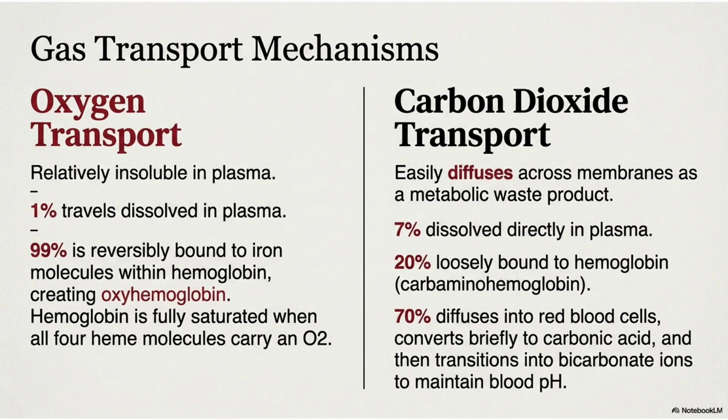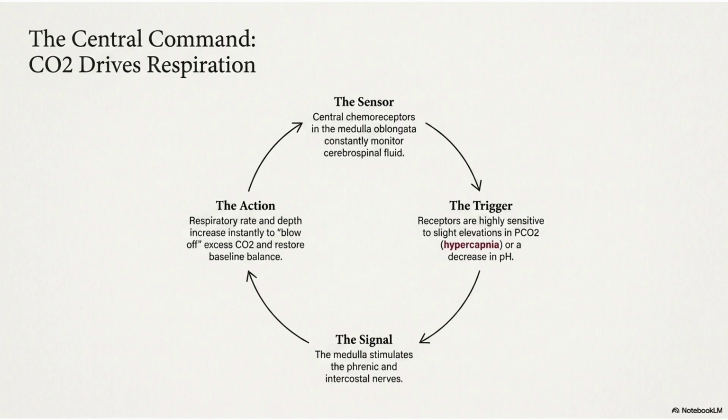Oxygen and carbon dioxide travel differently in the blood because oxygen is relatively insoluble in plasma. 99% of it travels reversibly bound to hemoglobin as oxyhemoglobin, and carbon dioxide is more versatile. While some dissolves in the plasma or binds to the hemoglobin, 70% is converted into bicarbonate ions, which play a vital role in maintaining the blood pH, similar to what we discussed in our fluid and electrolytes lecture.